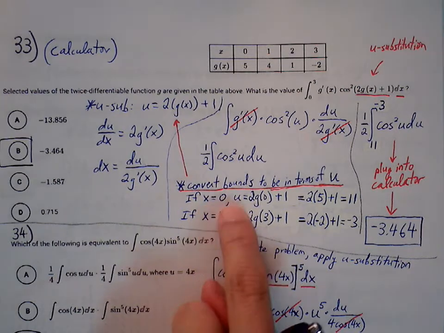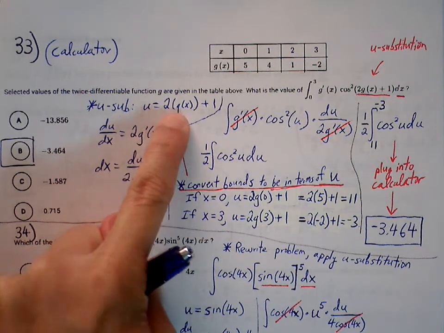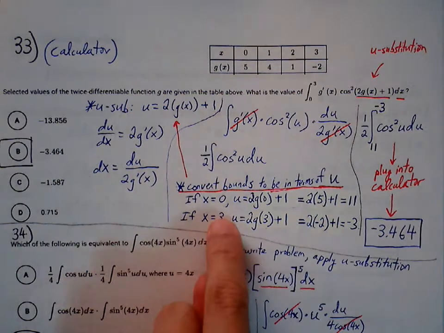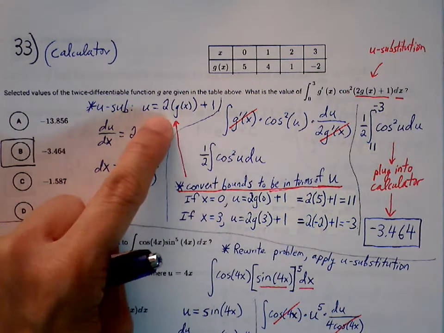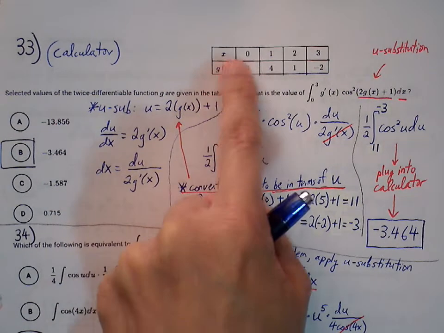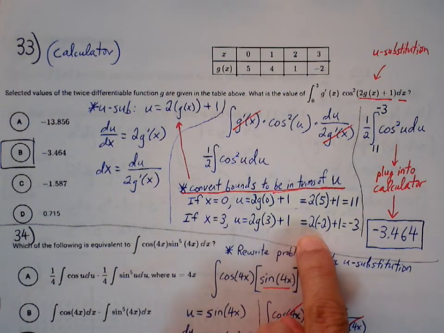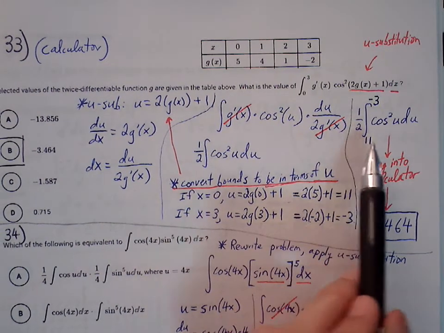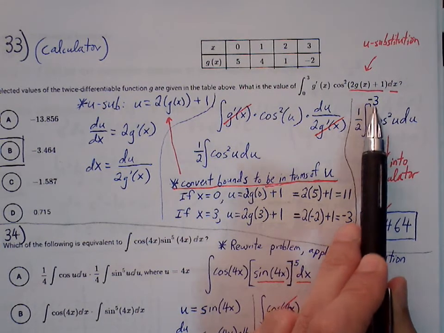So if x is 0, then u is equal to 2g of 0 plus 1, right? Plug into this form. 2 times g of 0 plus 1 is 2 times 5 plus 1, which is 11. And then if I convert the bound of 3 into my conversion here, 2 times g of 3 plus 1. G of 3, we look at our table here, g of 3 is going to be negative 2. So 2 times negative 2 plus 1 is negative 3. So now we have our bounds being converted. 0 was 0. Now we convert it to 11. It was 3. We now convert to negative 3.